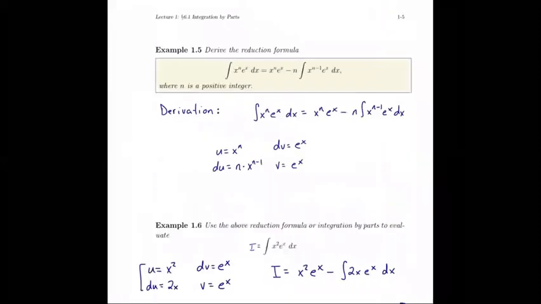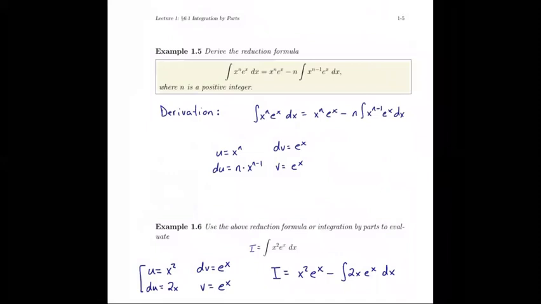We have x to the n, e to the x, integral of that. And we've got a formula, so it seems, that this is equal to x to the n, e to the x, minus n times the integral of x to the n minus 1, e to the x. Now, the reason this is called a reduction formula is because it takes the exponent n, which is a positive integer, by the way, and it reduces it by 1 as we move to the right in the formula.